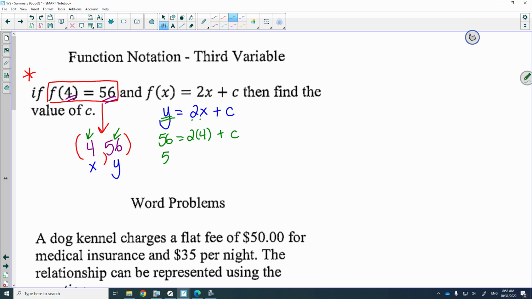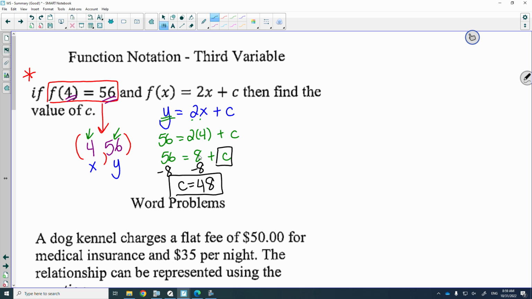So that's going to be 56 is equal to 8 plus c. And then Julia, sorry, what would you do from here? You'd subtract 8. Yep, because if you want to get c by itself, c plus 8, the opposite of plus 8 is basically you're minusing 8 from both sides. And then you're going to get c is equal to what number? 48.